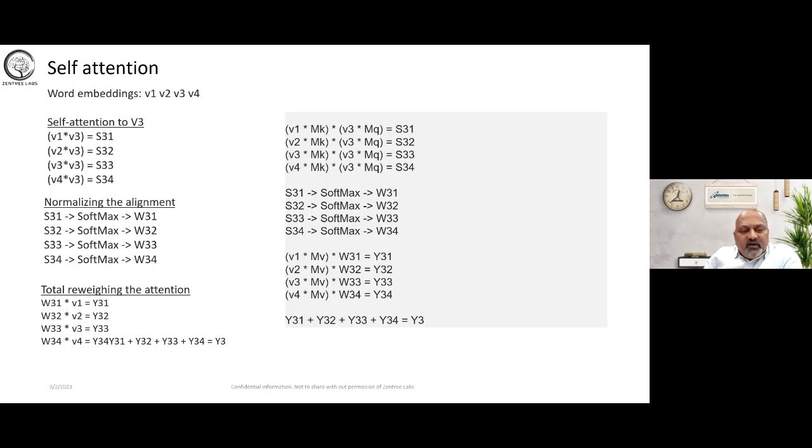So W31 is a weight we got using V3 and V1, and W32 is a weight we got by using V3 and V2. Similarly, W33 with V3 and V3. Now, the last line is merged here. W31, W32, W33, W34 are the weights computed here. These are multiplied with the vectors computed through the projections we got. Now I got four new vectors. They are summed up to produce Y3, the positional representative of V3.